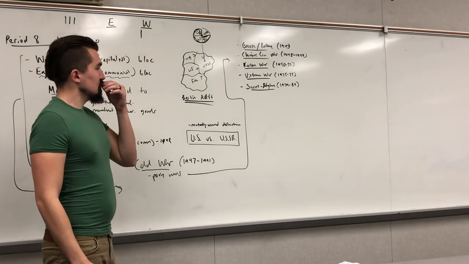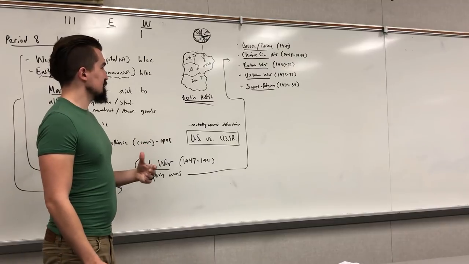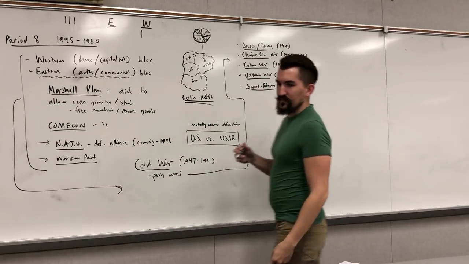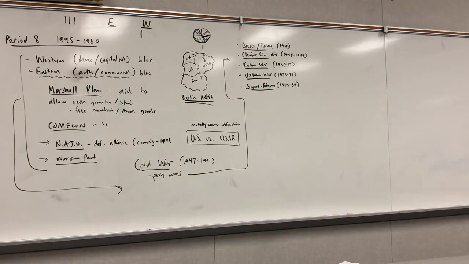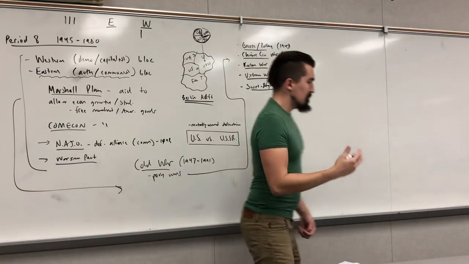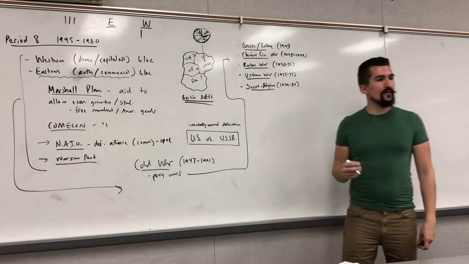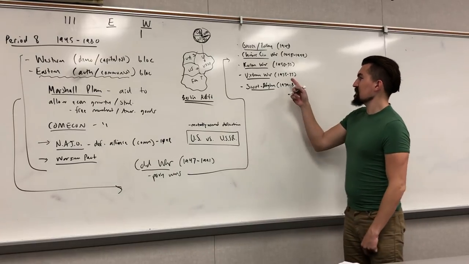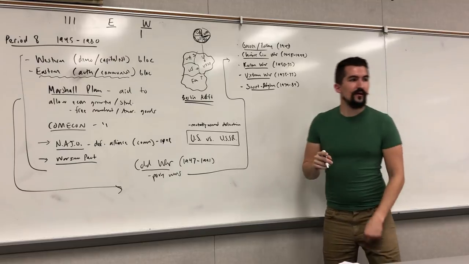And the way this really starts is this Greece and Turkey. And I'll go through these just kind of really quickly. Just give you a brief rundown. We don't need to go into too much detail. You just need to know that these proxy wars exist and basically what the sides are. So the Vietnam War, was it 55 or... Yeah, 55 to 75. The United States was not there that entire time, though.